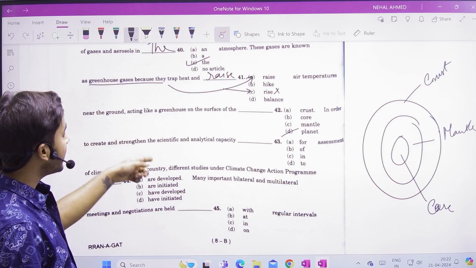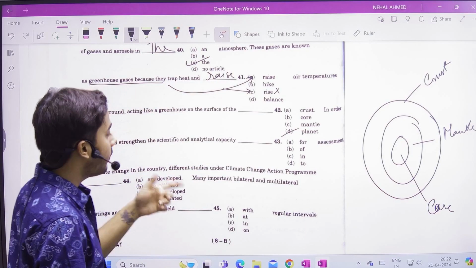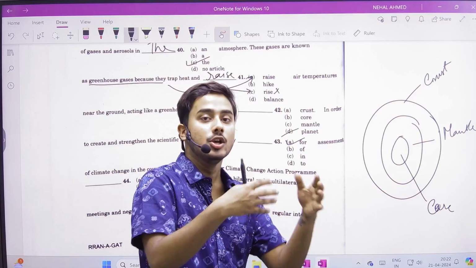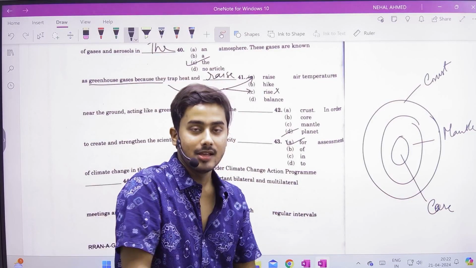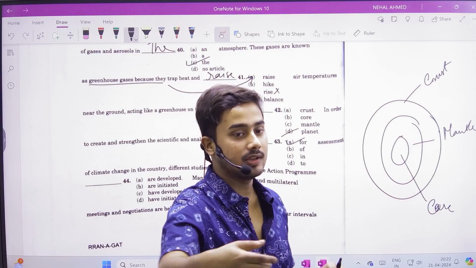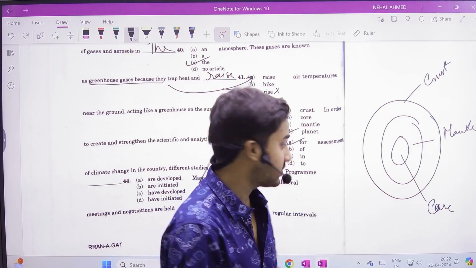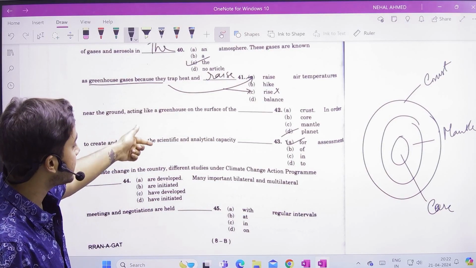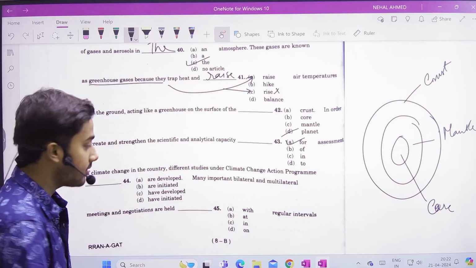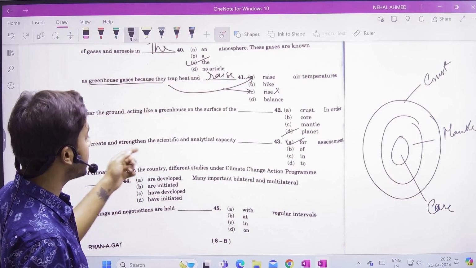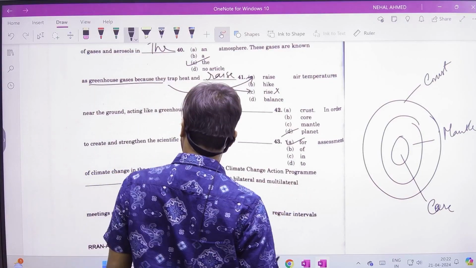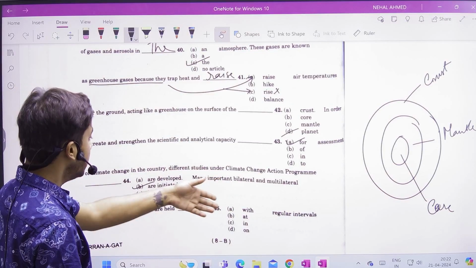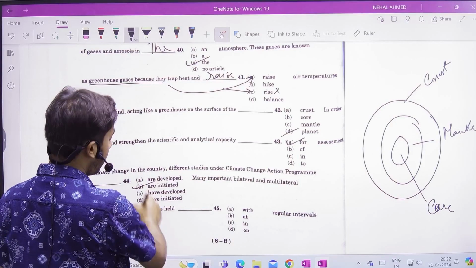In order to create and strengthen the scientific and analytical capacity for assessment. Whenever we take an assessment and we take precautions, steps and actions, it's doing something for something, right? Suppose I am buying a bouquet of flowers for someone. Here also we are basically greenhouse on the surface in order to create and strengthen the scientific and analytical capacity for assessing, right? For assessment of climate change in the country, different studies under the climate change action program are initiated, because have developed and have initiated cannot be there in the given conjugation of the sentence. So our initiative will be the right option.